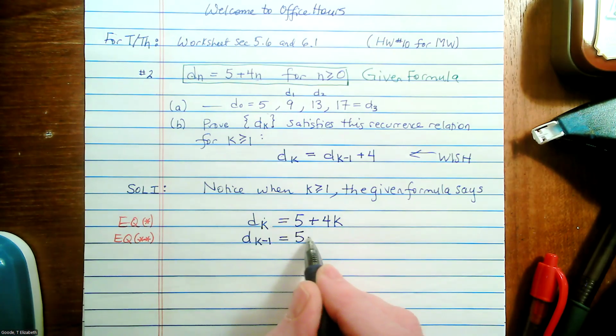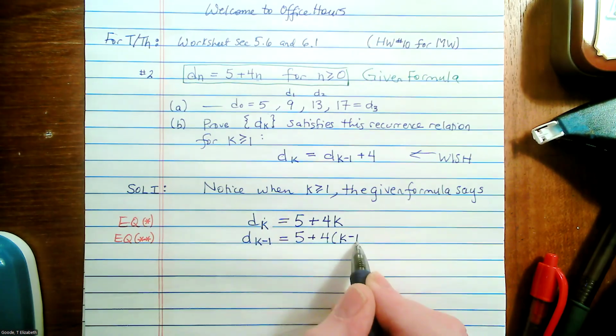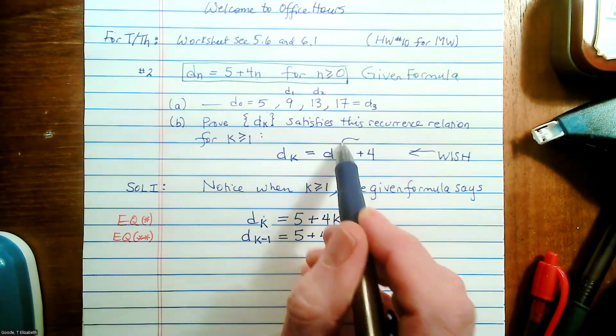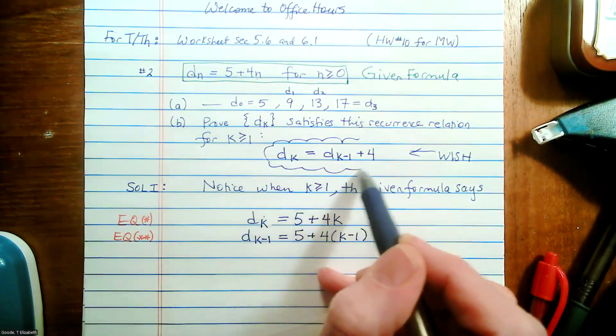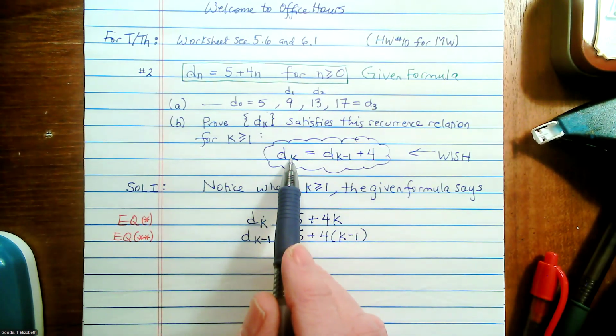5 plus 4k minus 4 is k. Yeah, k minus 1. All right, cool. So this is our wish right here. We want to prove this. We can start two ways, okay? We can start with d sub k.